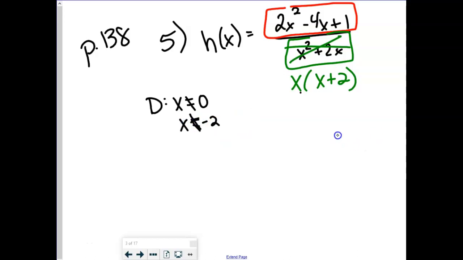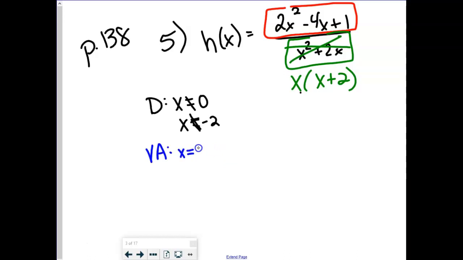Now the next thing on the yellow card talks about whether there's a hole, and that would be if you saw any removable discontinuities like canceling. We don't have that, so I'm just going to forget and not think about that anymore. You do still have to consider it though, because if a hole cancels out, it's not an asymptote, so you got to watch out for that. Speaking of asymptotes, there's two vertical asymptotes here. Those two places of discontinuity are two different vertical asymptotes.